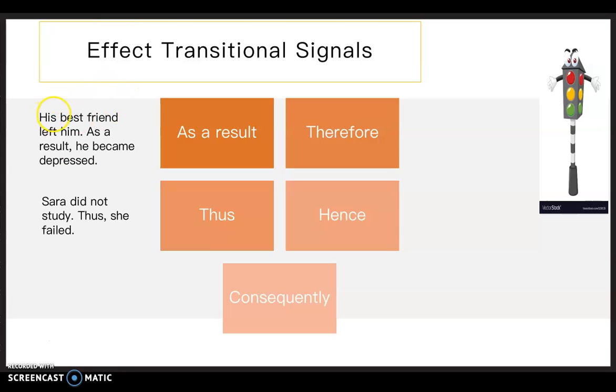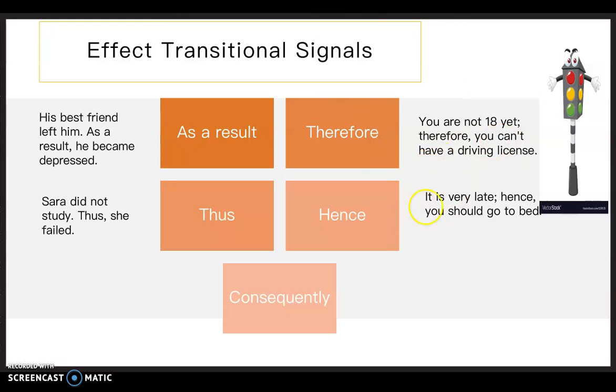Sarah did not study, thus she failed. So the cause is her not studying, the effect is failing. You are not 18 yet, therefore you can't have a driving license. So the cause is you're not 18, the effect is you can't have a driving license. It is very late, it's the cause, the effect is you should go to bed. My car broke down is the cause, consequently I was late to class, which is the effect.